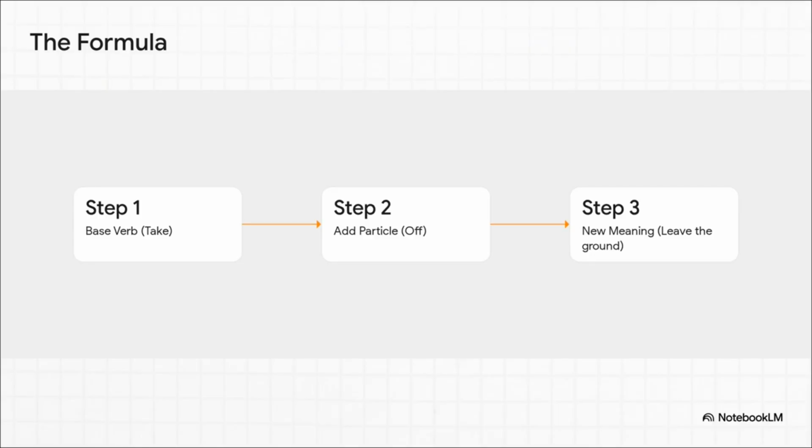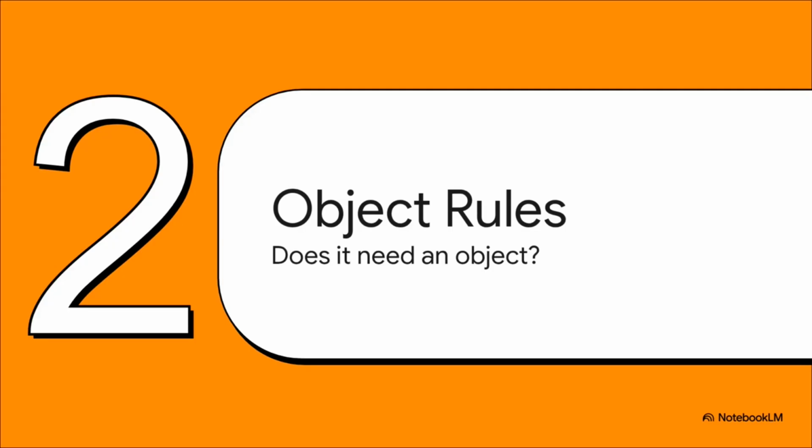Let's see how this builds using a really simple formula. Step 1, we start with the base verb, take. Step 2, we add the particle, off. And step 3, we get our new meaning, to leave the ground, like a plane departing. It's a simple equation, but mastering it unlocks a massive amount of conversational English. Moving right along to section 2, transitive and intransitive rules.